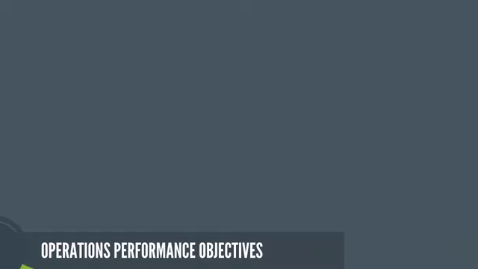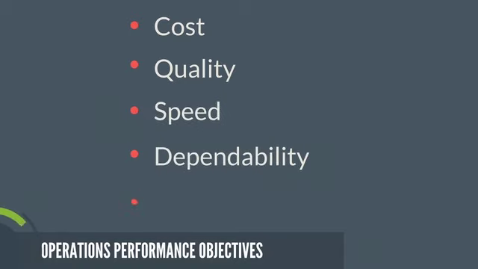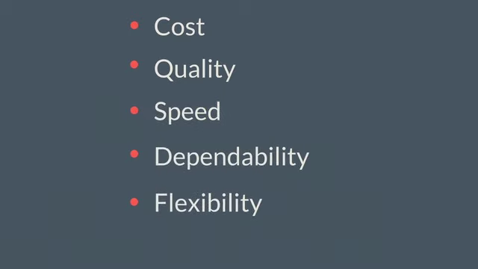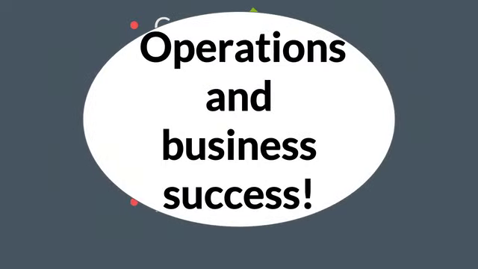There are generally 5 operations performance objectives, namely cost, quality, speed, dependability, and flexibility. Focusing on excelling in these areas will almost always guarantee operations and business success.